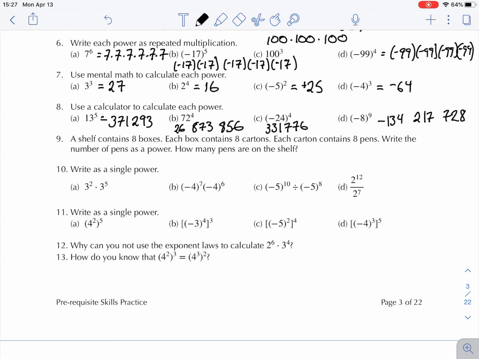A shelf contains 8 boxes. Each box contains 8 cartons, and each carton contains 8 pens. Write the number of pens as a power. So it's going to be 8 pens in each of the 8 cartons in each of the 8 boxes, which is equal to 8 to the power of 3. And 8 to the power of 3 is equal to 512 pens.